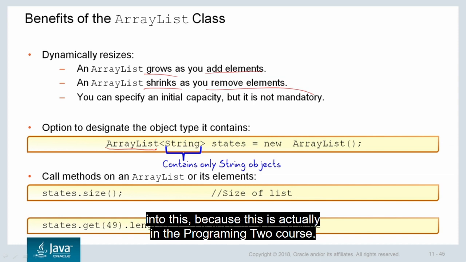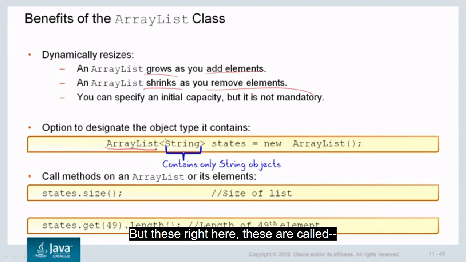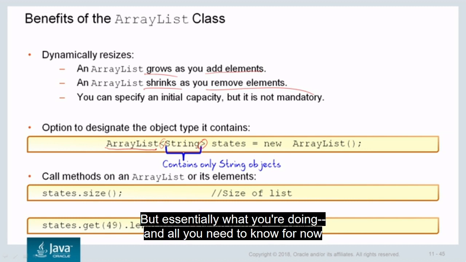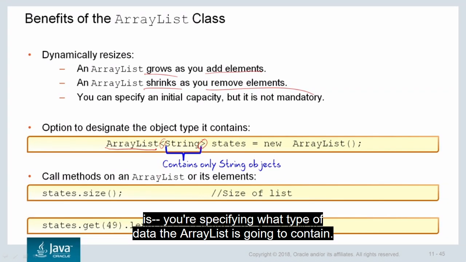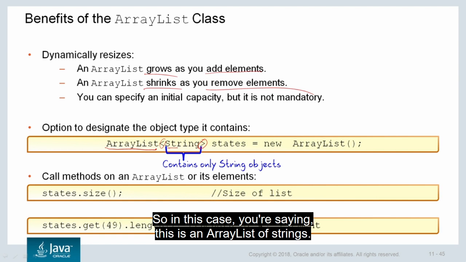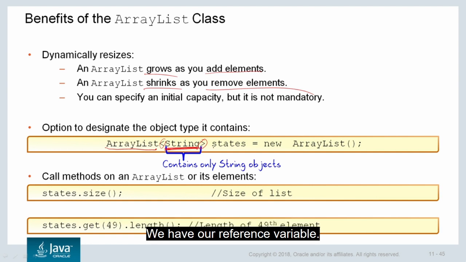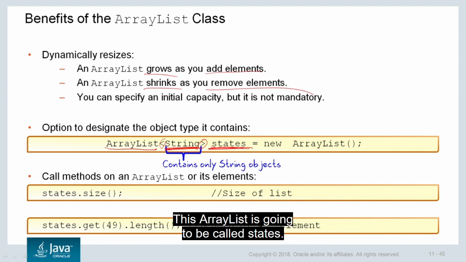I don't want to go too far in depth into this because this is actually in the Programming 2 course, but these right here, this is called working with generics. But essentially, all you need to know for now is you're specifying what type of data the array list is going to contain. So in this case, you're saying this is an array list of strings. We have our reference variable. This array list is going to be called states, and you have the constructor called new ArrayList.